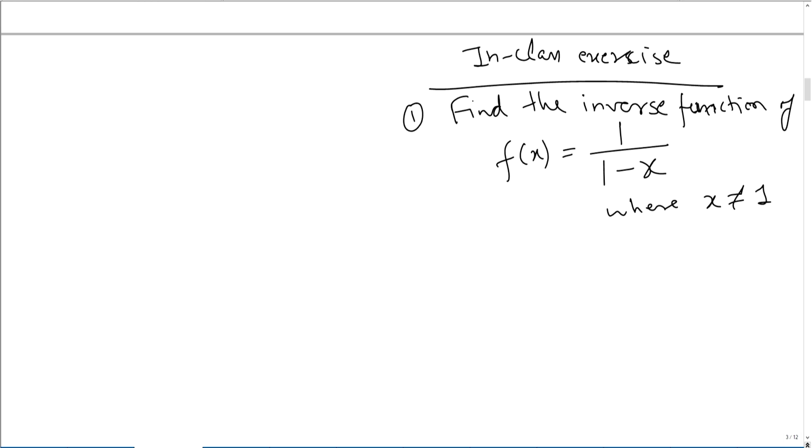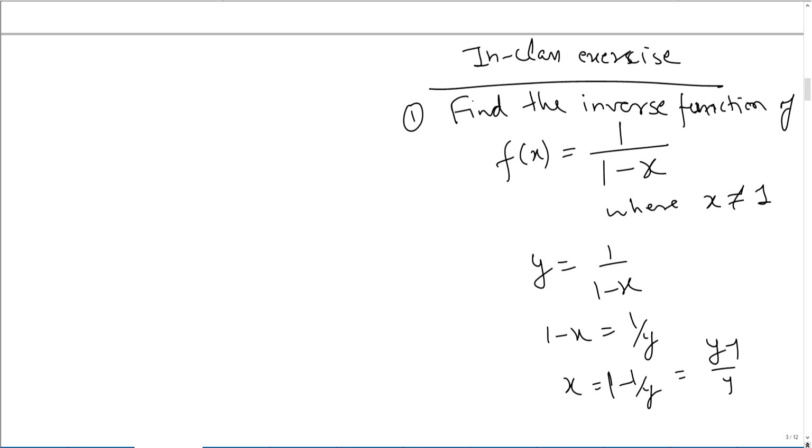If you have done this problem earlier, you know the domain and codomain of this function, right? What would be the domain? So x can take all real values except x equals 1, and what values can y take? So let's say y equals 1 divided by 1 minus x. So what would be the codomain? 1 minus x equals 1 by y, x equals 1 minus 1 by y, right?